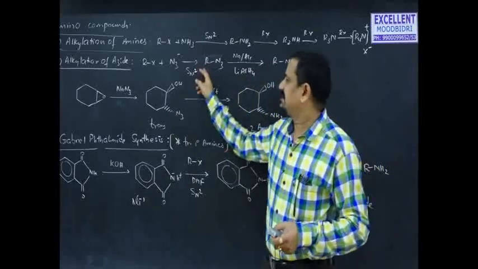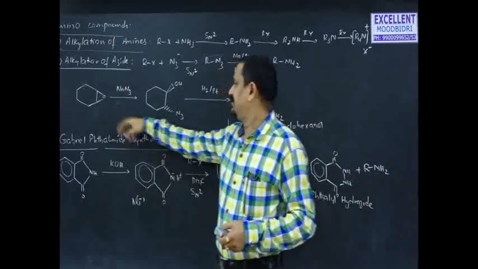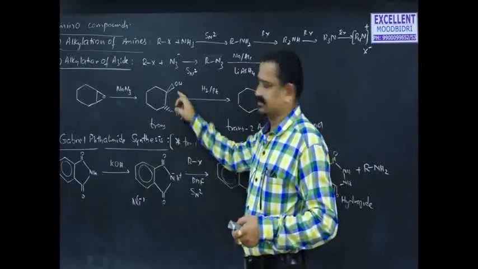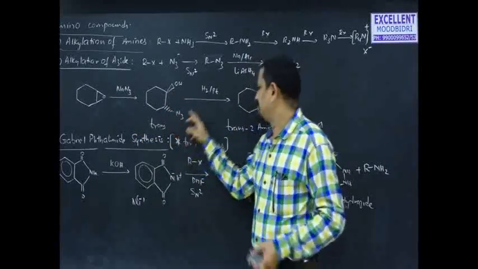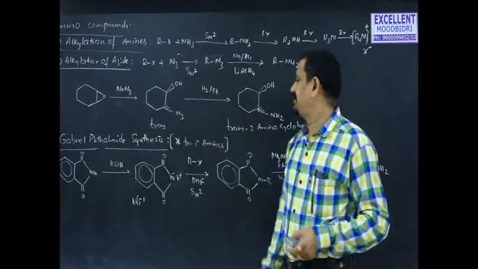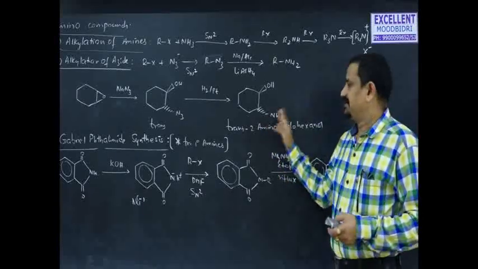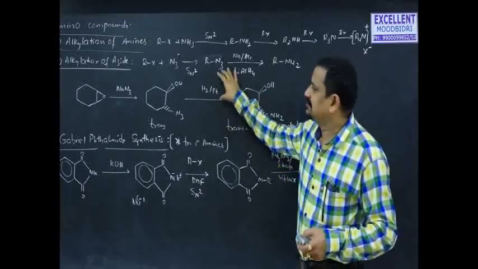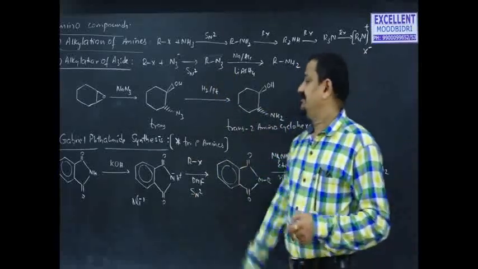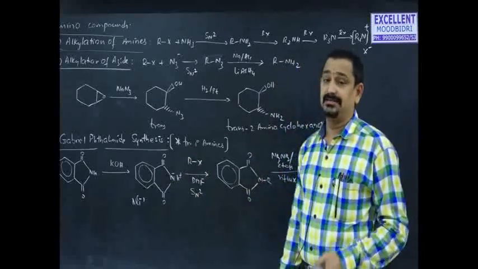Another example of alkylation of azide is this one: sodium azide when treated with an epoxide gives, see, this is a trans attack. A trans compound is formed, which on further reduction, catalytic reduction of this azide, gives the corresponding amine. Now, these two methods come under alkylation of azides. And the third one is Gabriel phthalimide synthesis, where the nucleophile is phthalimide.